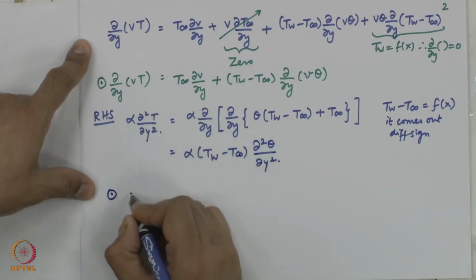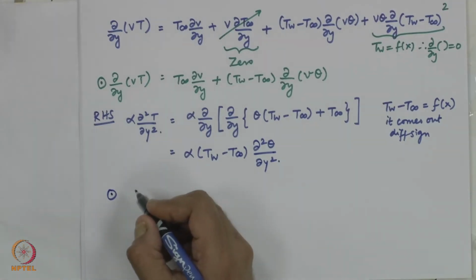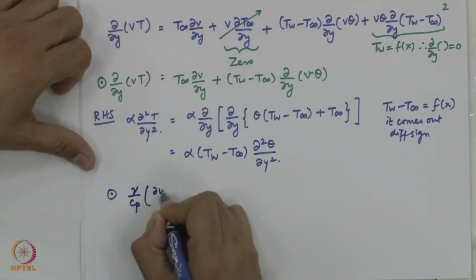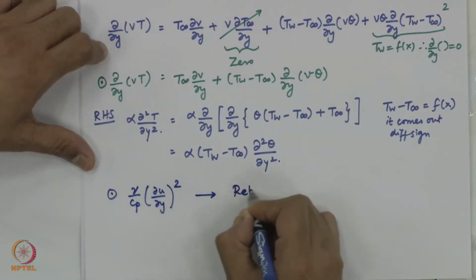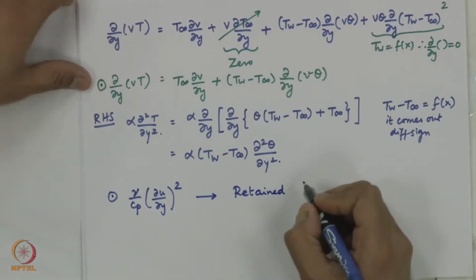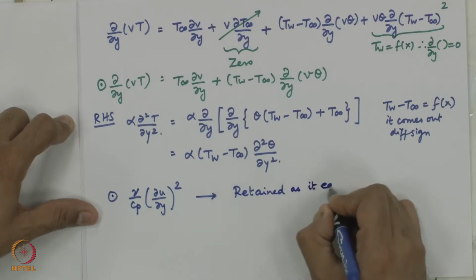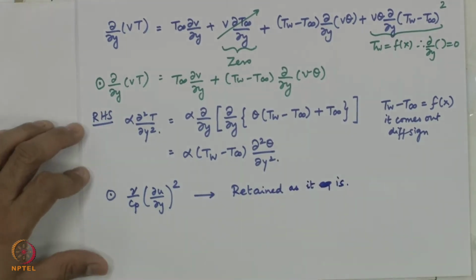Second term on the right hand side is nothing but nu by Cp times du by dy whole squared. This is just retained as it is. This represents one of the strong couplings between the momentum and the energy equation, retained as it is. So, we do not do anything to it.